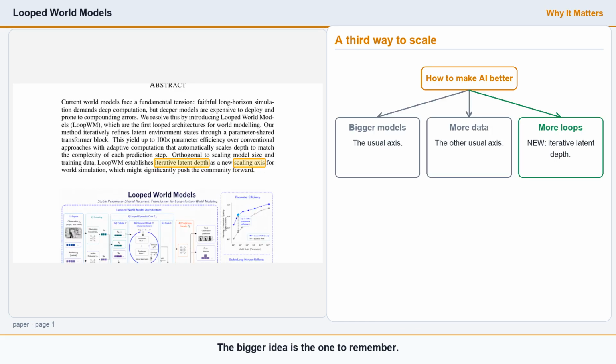The bigger idea is the one to remember. We usually scale AI two ways: bigger models or more data. This paper proposes a third, orthogonal axis: iterative latent depth. Keep the model small and the data fixed, and just loop more to think harder. Genuinely new scaling knob for world simulation.